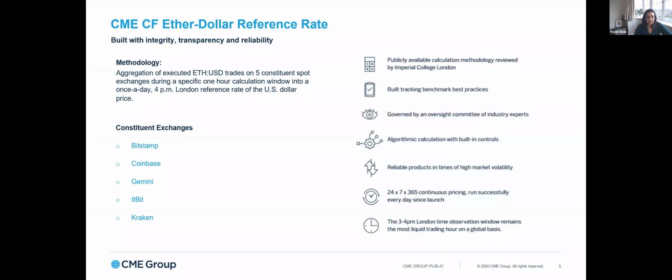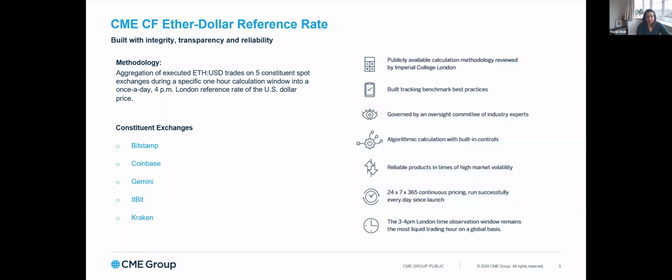Actually, further during our design process, we saw that there were trading frictions and differing KYC and AML practices at the different spot exchanges that had an impact on the prevailing price. As such, the Ether dollar reference rate only includes executed transactions in the ETH USD pair. So we don't use alternative currency pairs, we don't apply currency conversions, nor do we use stable coins or USDT in the transaction.